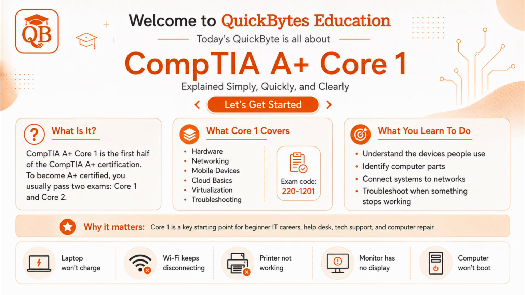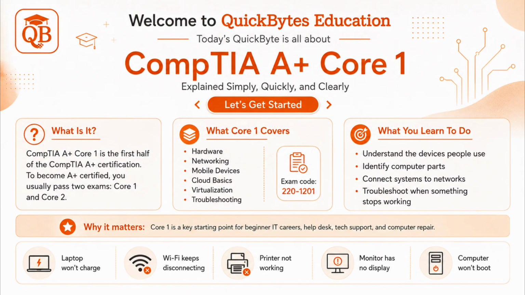Let's get started. So, you want to get into IT, help desk, tech support, or computer repair, and you keep seeing the words CompTIA A+ certification. But what does that actually mean? Is it about fixing computers? Is it about networking? Is it about hardware? Is it the whole certification? Not exactly. CompTIA A+ Core 1 is the first half of the CompTIA A+ certification. To become A+ certified, you usually need to pass two exams, Core 1 and Core 2.